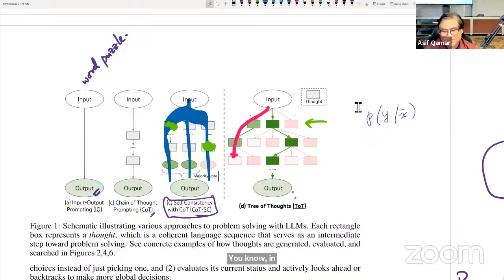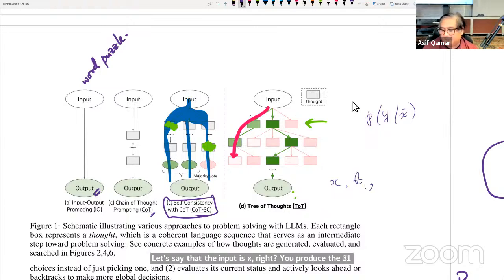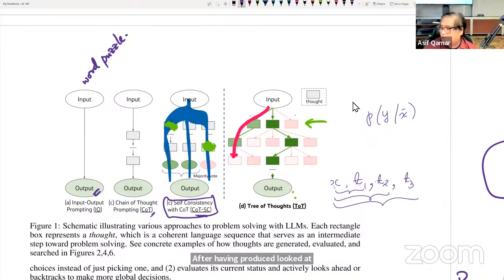See, there's no mystery to it. You ask it to produce a thought. Like, for example, chain of thought, what does it do? It produces three thoughts. Right? It produces the first thought. So let's take it this way. Let's say that the input is X, right? You produce the thought T1. And then, having produced X and T1, you ask it to take X and T1 together to produce T2, right? And having produced T2, you ask it to produce a T3 after having looked at X, T1, and T2. And then, having looked at all of this, you're supposed to produce the outcome, right?